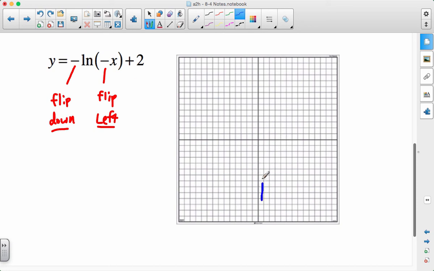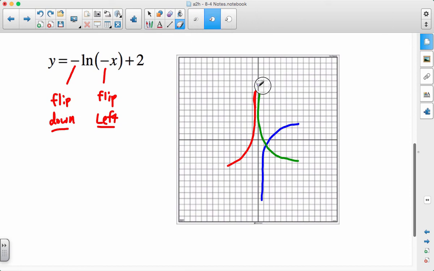Here's a normal log. Okay, this guy is going to flip it down. Flip this guy down. So now the green will replace the blue. And then this guy is going to flip him left. So instead of the green, it's going to look like the red. Okay, the red's going to be the final answer. But let's just have our points do the math for us, okay?